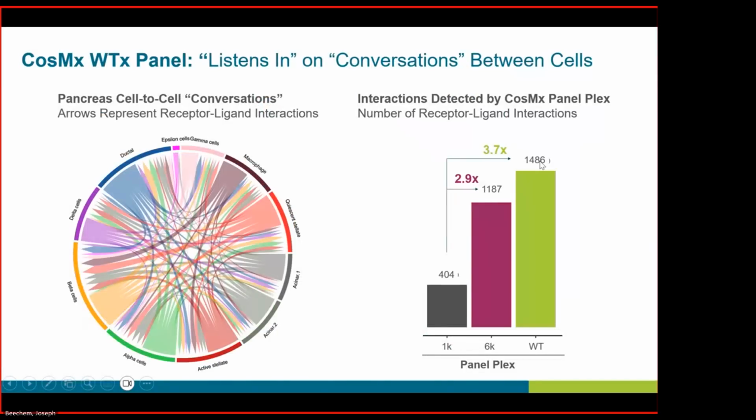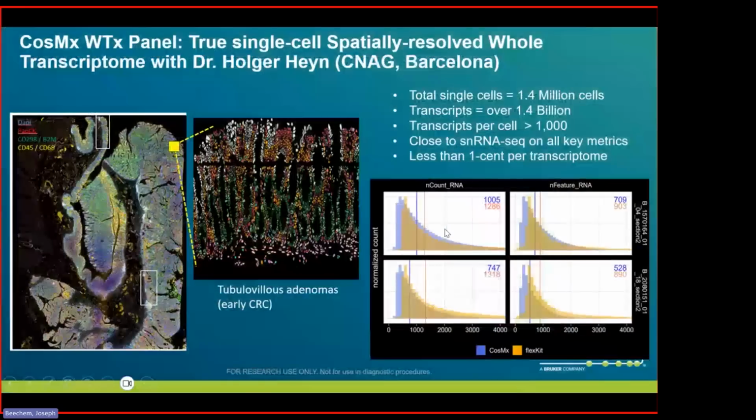Okay. And then you actually can say, what are all the private conversations that are happening in that pancreas? And we've now done the pancreas at 1,000 plex, 6,000 plex, and whole transcriptome. And the number of above-signal ligand receptor conversations at 1K, we could quantitate 404 of them. At 6K, 1,187. At whole transcriptome, we are quantitating 1,486 ligand receptor conversations happening between, as an example, the different cell types you see over on the left-hand side. This is brand new biology. You have no idea all the information that's going to come out of that.